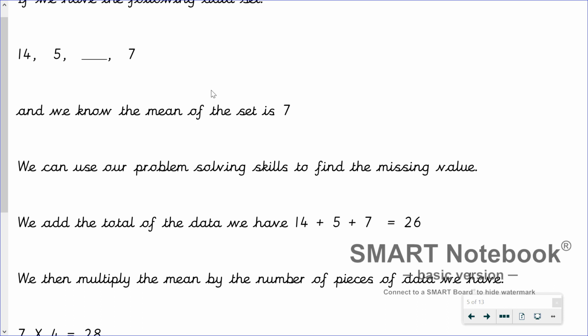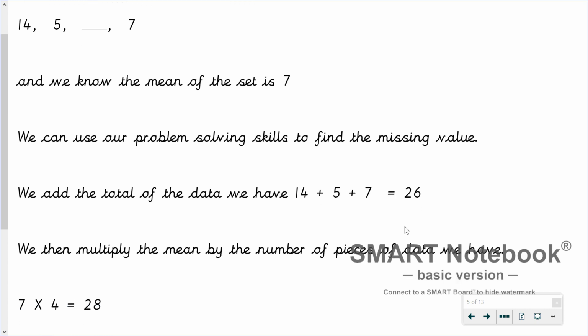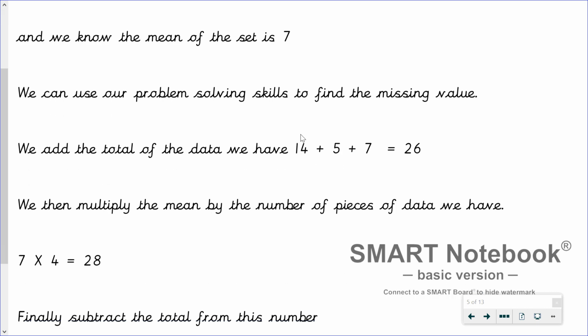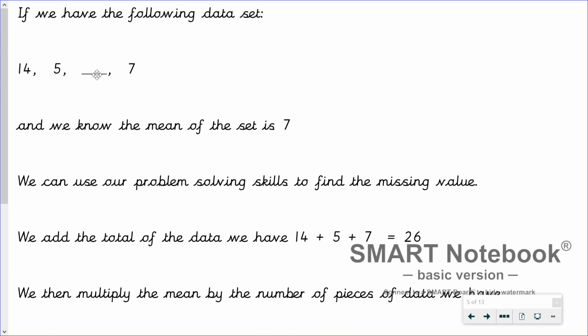So the first thing we do is add the total of the data that we've got. So we've got 3 numbers of our data. So 14 add 5 add 7 is 26. We've got that. We then multiply the mean, which is 7, by the number of pieces of data that we have. So we do 7 times 4. So we don't have this piece of data, but it's still going to be a bit of data. Which is almost doing the inverse of the mean, because we would divide by 4 to get the mean. So if we times by 4, we've got what the whole data set adds to make.